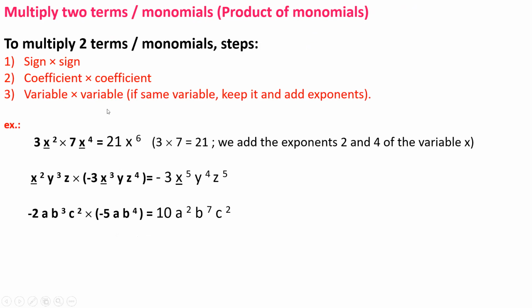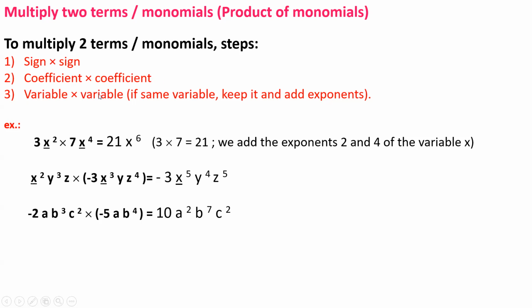How do we multiply two terms or two monomials, or how do we get the product of monomials? To multiply two terms or monomials, we have steps. First, I should multiply the sign with the sign. For example, positive times positive is positive, negative times negative is positive, positive times negative is negative. Number two, coefficient times coefficient. In the first, for example, I have 2 as a coefficient. In the second, I have 5, so 2 times 5 is 10.